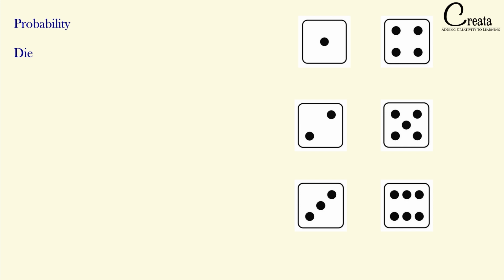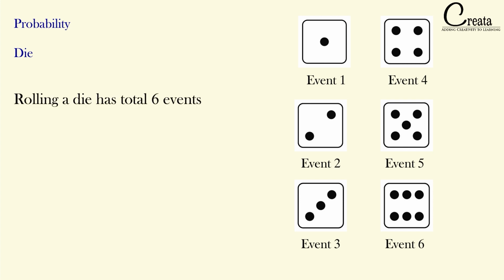Either we will get 1, that is, the first event is getting the number 1 on the die. The second event is getting the number 2 on the die. Similarly, we can get 6 events when we roll a die. We cannot get 7, we cannot get 8, we cannot get 0. So rolling a die has 6 events. Are you able to understand about the event?